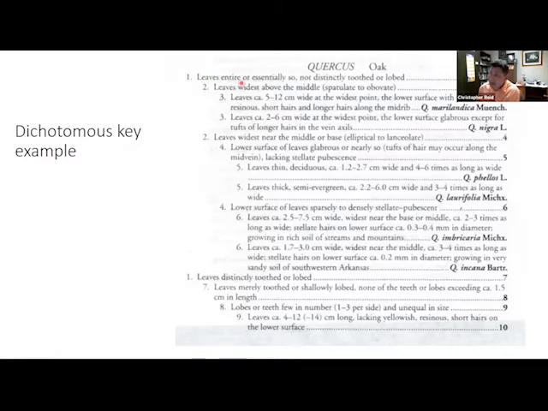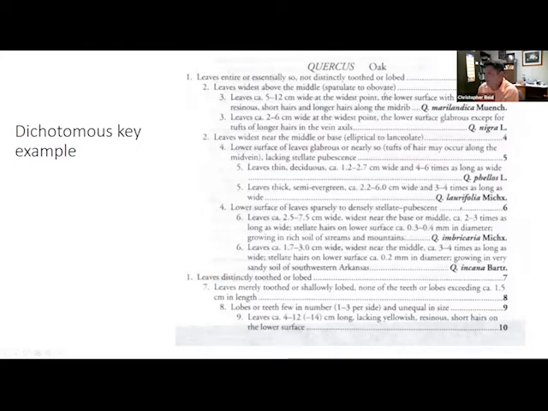Leaves entire or essentially so, not distinctly toothed or lobed. This refers mainly to whether or not the blades are toothed or lobed. That's this. And the second number one, which rounds out the couplet: leaves entire, not toothed or lobed, and then that, leaves distinctly toothed or lobed. So we have our couplet.